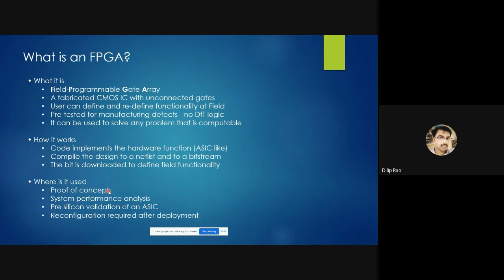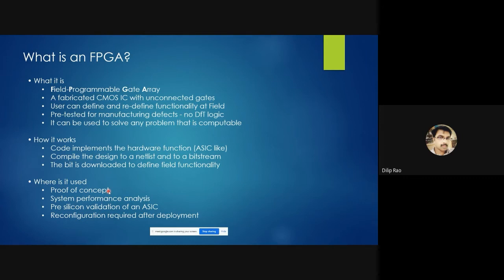It is already pre-tested by the vendor. For example, if you are buying an FPGA from Xilinx, Xilinx will have already tested it for manufacturing defects. So you don't really have the overhead of DFT logic there. You don't need to worry about design for test.